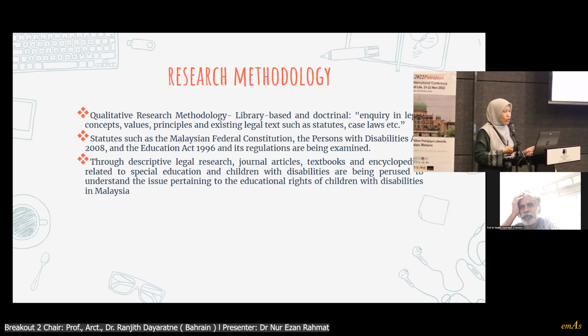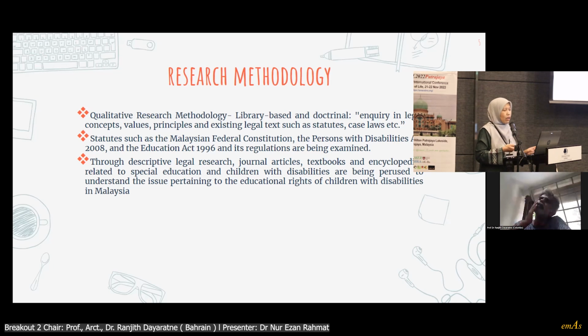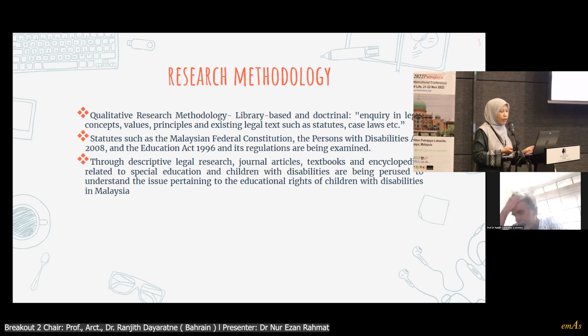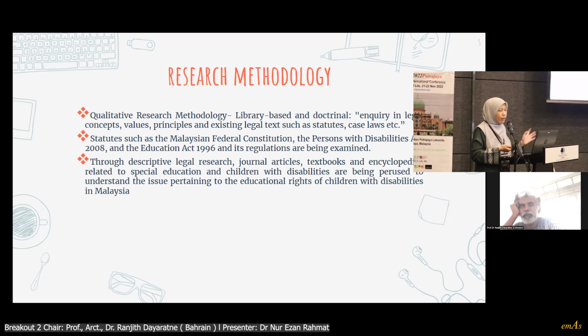For research methodology, we are using qualitative research methodology, which is library-based, and we analyze all the statutes and legislations. For example, the Malaysian Federal Constitution, the Person with Disabilities Act 2008, the Education Act 1996, and all the relevant regulations, and of course the journal articles.